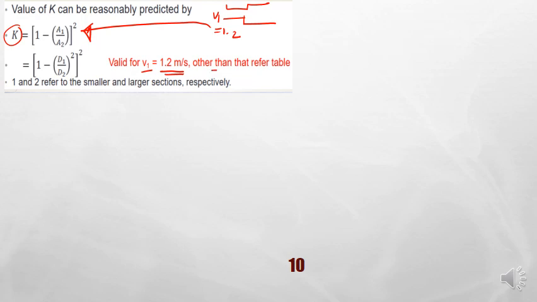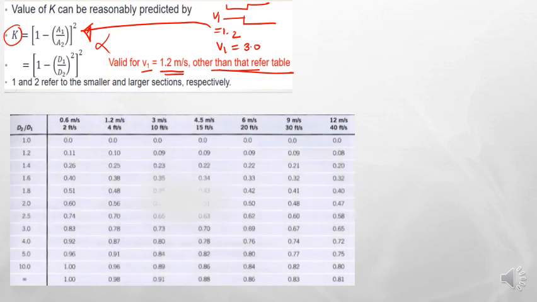But if it's other than that, for example, V1 is equal to 3.0, then you cannot use this formula. You have to use the table. So what table can we use? This is the table that we can use.